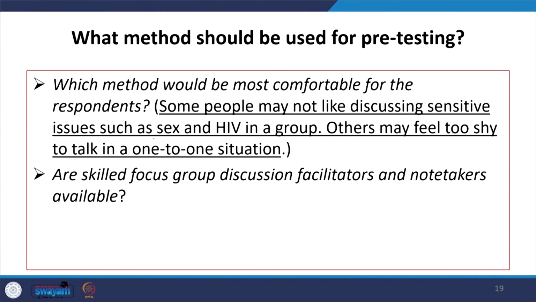Then, are skilled focus group discussion facilitators and note takers available? Moderators are also required, and should be well defined and well arranged before the time. Then, who should do the pre-testing? First is the selection of the interviewers. Who is going to interview?